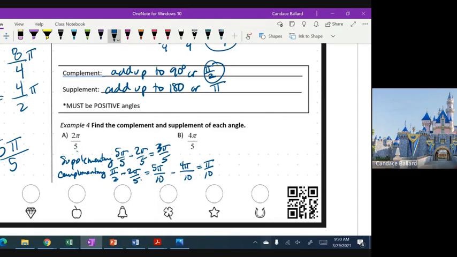Okay, so supplementary, let's do on the 4 pi over 5. So supplementary again, it's really like saying pi minus 4 pi over 5. Or in this case, our common denominator would be 5, and we use 5 pi over 5 minus 4 pi over 5 would just be pi over 5 would be the supplement.